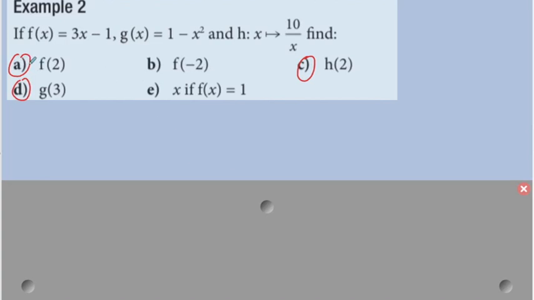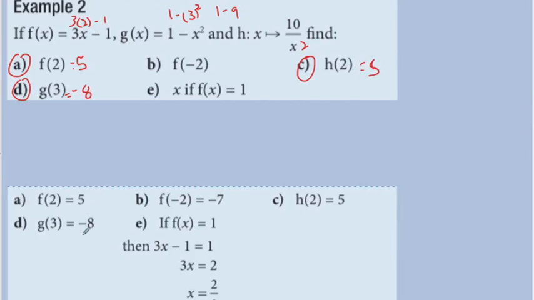So with a, we put a 2 in for here, so we do 3 times 2 minus 1. 6 minus 1 is 5. f of 2 equals 5. For g, we do 1 minus 3 squared. So 1 minus 9, we get negative 8. For h, we do 10 over 2, so we'll get 5. Okay? Now, take a look at e here.